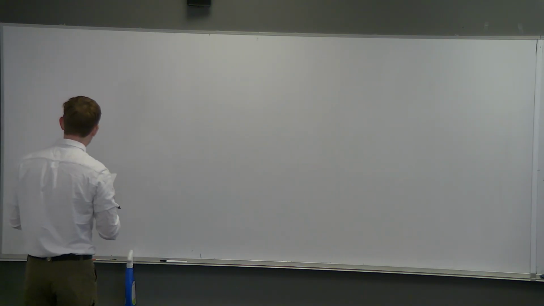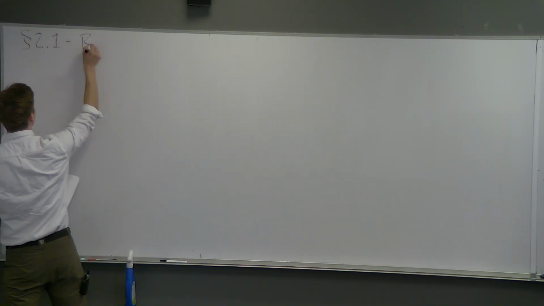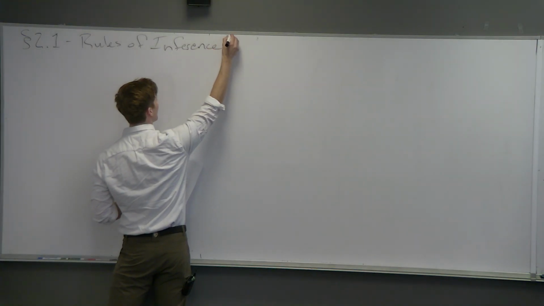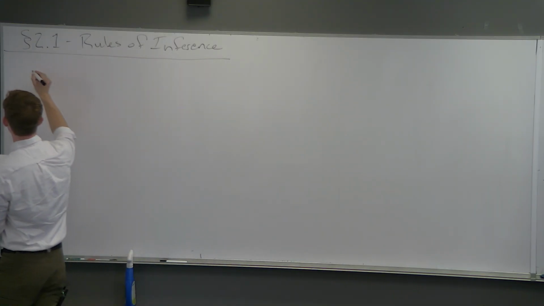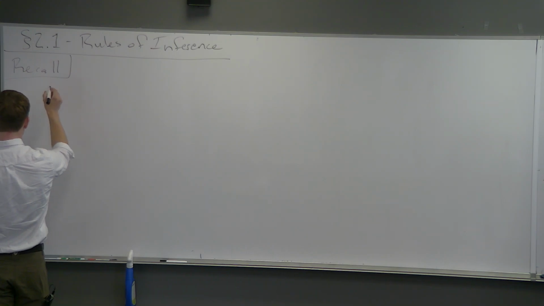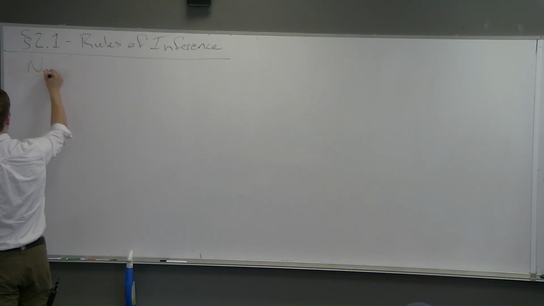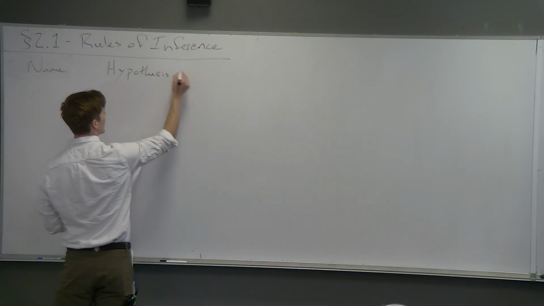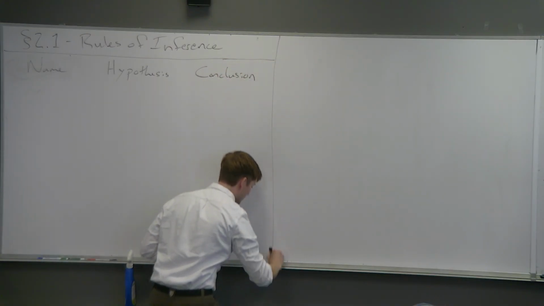All right, we're in chapter 2, logical arguments, and we are in section 2.1, rules of inference. So, really quick, just to remember where we were last time, let's put out this table. Recall, we had a couple of really nice places to start. I'll write this table here: name of the rule, hypothesis that we have, and the conclusion we can draw from it.